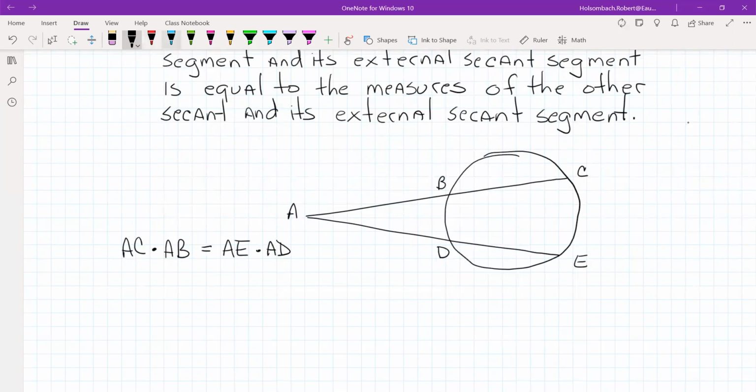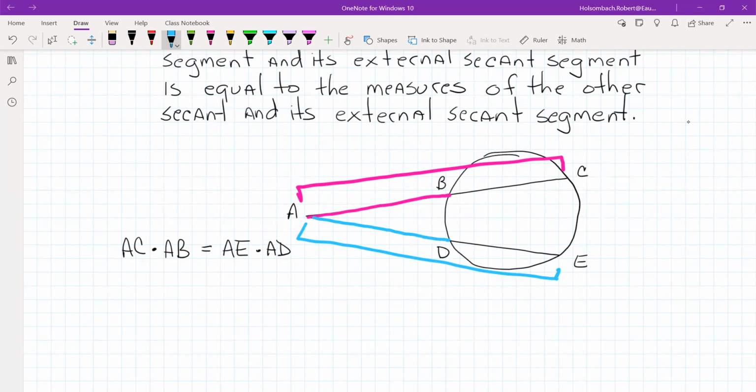All right, and what I call it is the whole piece. The whole piece times the outside piece is equal to the whole piece times the outside piece. I think that's a little easier to remember than the theorem.